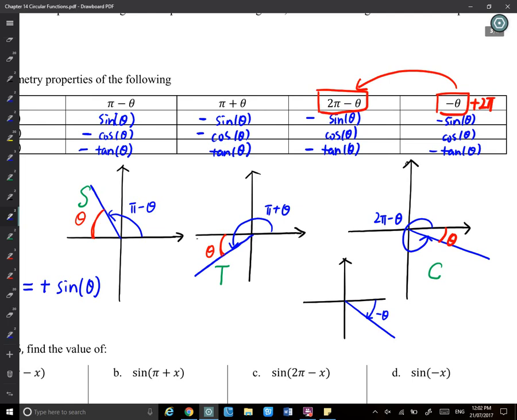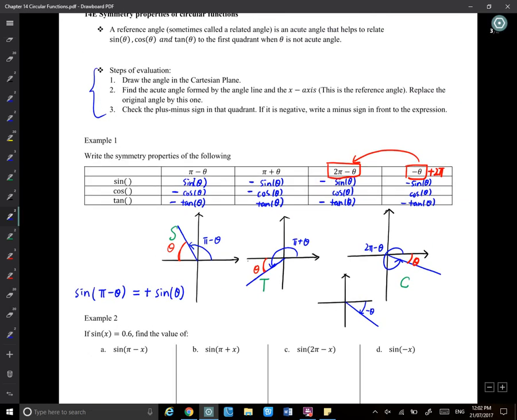Pi minus theta, pi plus theta, and 2 pi minus theta are at the symmetrical positions. And do not try to remember all of that. I can't remember all of them. Just use the graph to help you find out the value.